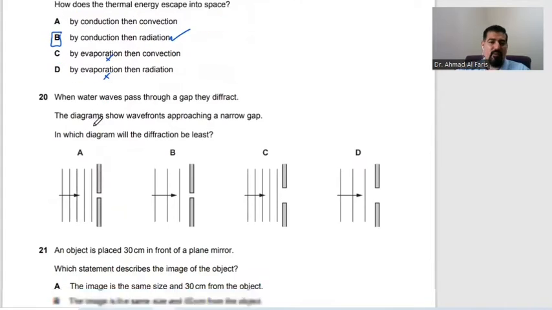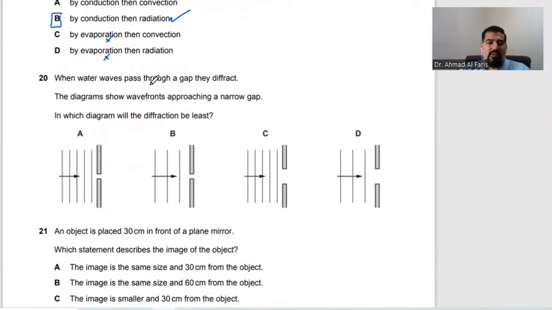Number 20, about waves. When water waves pass through a gap, they diffract. The diagram shows wavefronts approaching a narrow gap. In which diagram will the diffraction be least? Least diffraction. Are you sure, Muhammad? Think again.